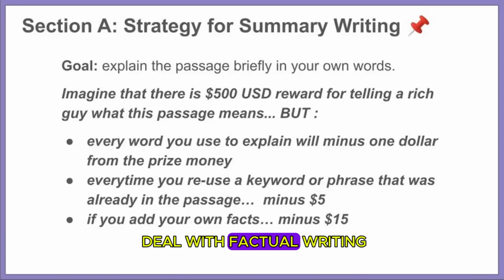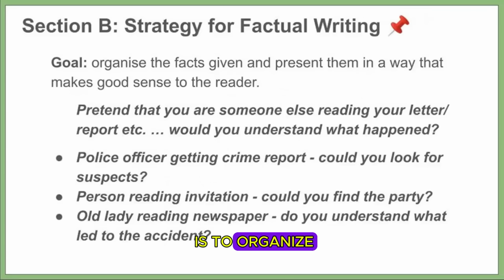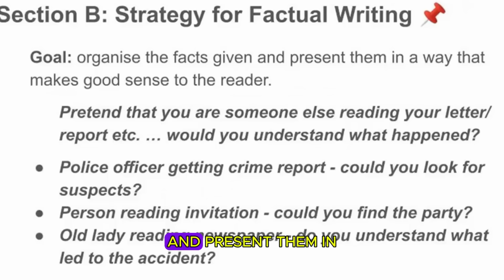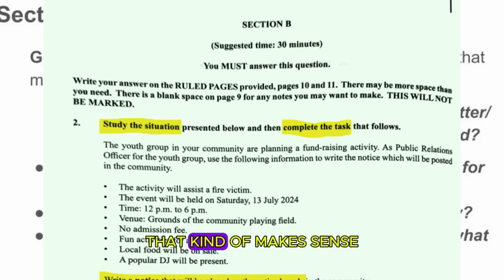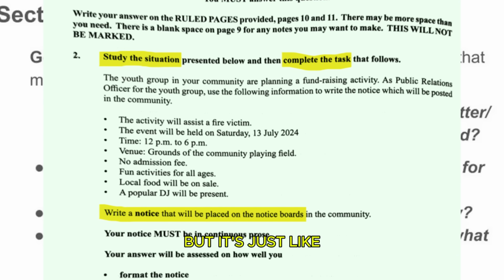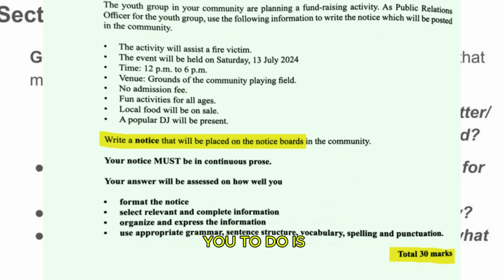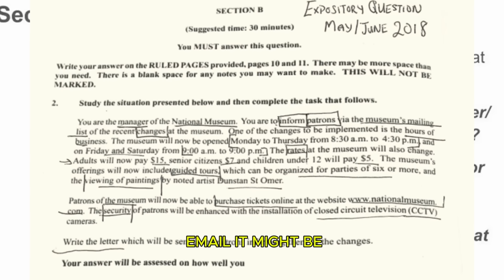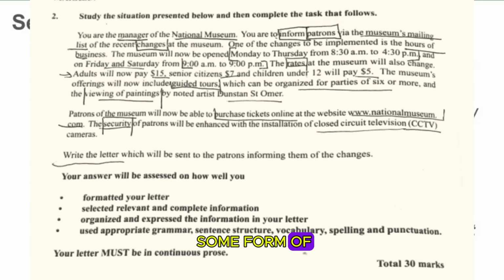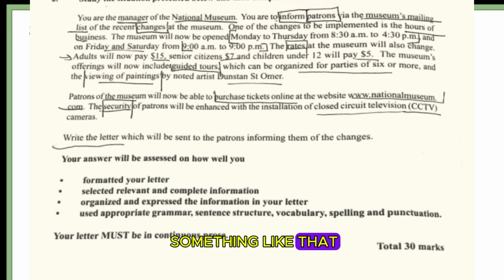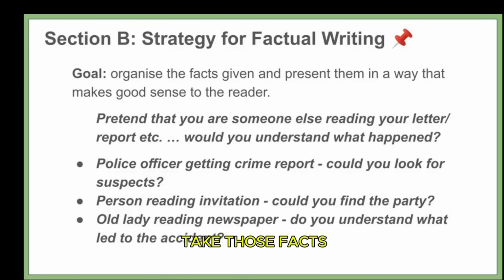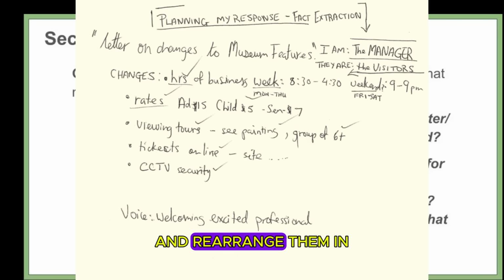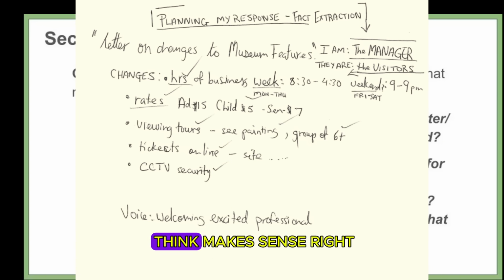Section B has to deal with factual writing, and the goal here is to organize the facts that were given and present them in a way that makes good sense to the reader. So they're going to give you a kind of cluttered bunch of facts that kind of makes sense, but it's just loose facts, and what they want you to do is put it together into a format. So it might be a letter, it might be an email, it might be some form of report or something like that. You basically want to take those facts and rearrange them in your planning area into something that you think makes sense, right?